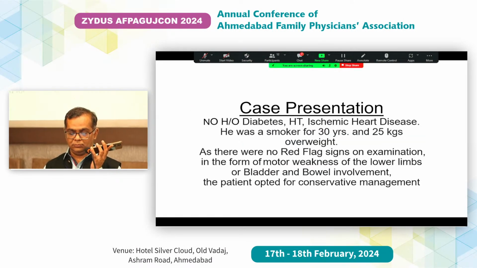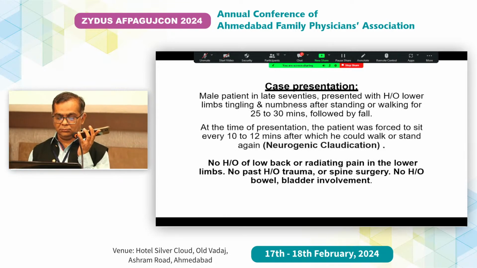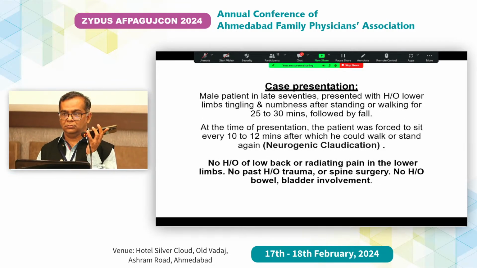So, this case is about a male patient in his late 70s. He presented with lower limb tingling and numbness after standing or walking for 25 to 30 minutes, followed by a fall. Over a period of 2 years, the patient was forced to sit every 10 to 12 minutes, after which he could walk or stand again. So, neurogenic claudication. There was no history of low back pain or radiating pain to the lower limbs, no history of trauma or spinal injury, and no bowel or bladder involvement.